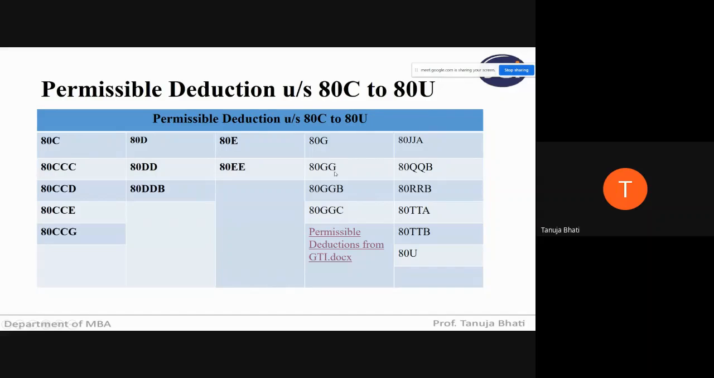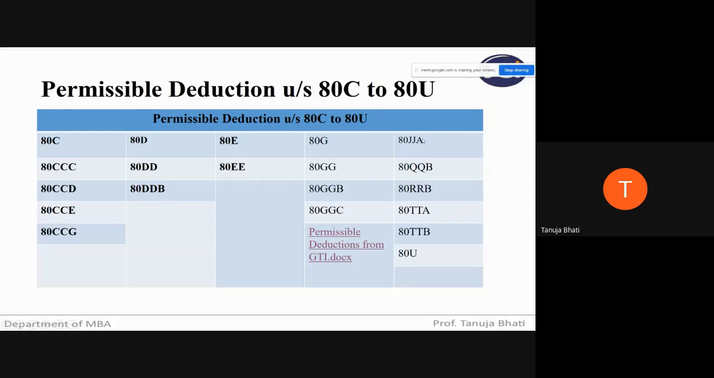80GG. What was 80GG? Rent paid for residential accommodation. Any individual who is not getting HRA and who is paying rent for residential accommodation can get a deduction under section 80GG. Now 80GGB is when any Indian company is contributing to a political party, otherwise than by way of cash, it is going to get a deduction. 80GGC is any person other than a local authority or an artificial juridical person that is funded by the government, and if he is making a contribution to a registered political party or electoral trust, he will get a deduction under section 80GGC.